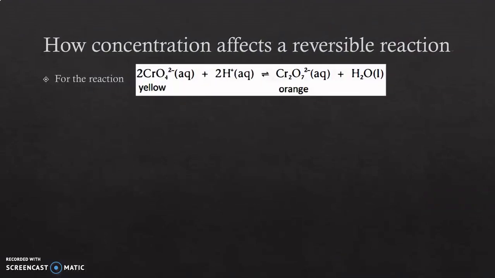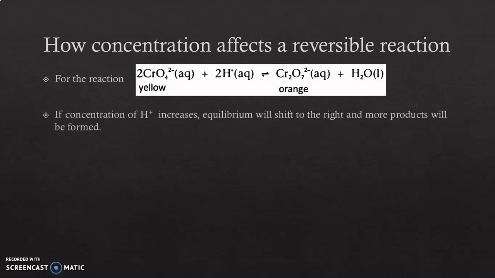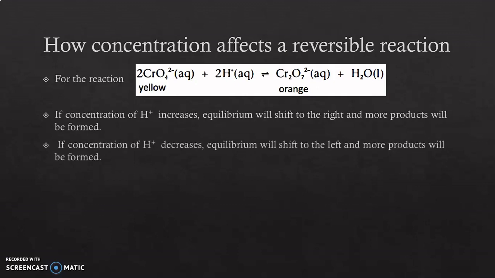Now, how does concentration affect a reversible reaction? If you look at this example given there, we can deduce that if the concentration of H plus is increased, equilibrium will shift to the right and more products will be formed. Now, if the concentration of H plus decreases, equilibrium will shift to the left and more products will react to form reactants. Okay?